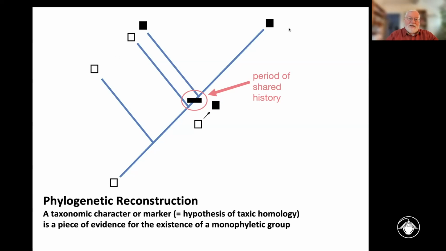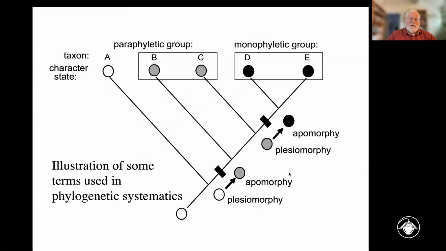Anything which has these kind of branching sorts of relationships will hopefully have these little bits of data. There'll be some characters that change here. There'll be some that change here. And by looking at all of them, I hope that I can sort out what the relationships of these tips are. Okay.